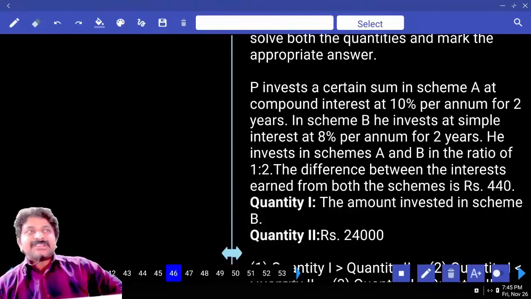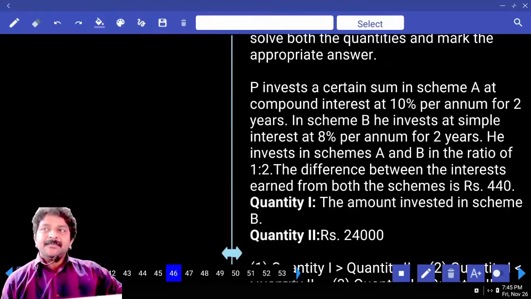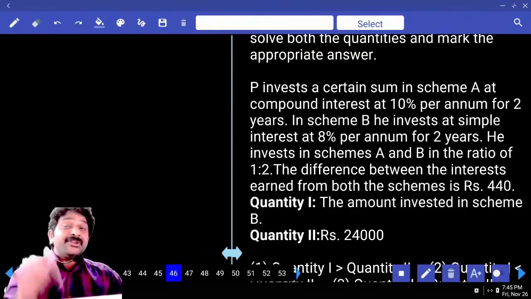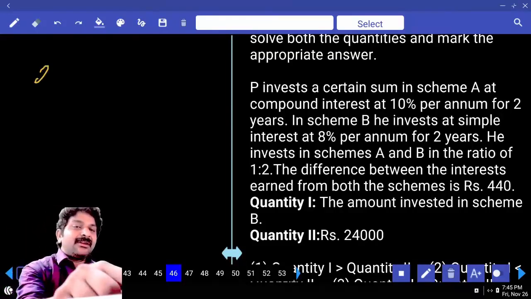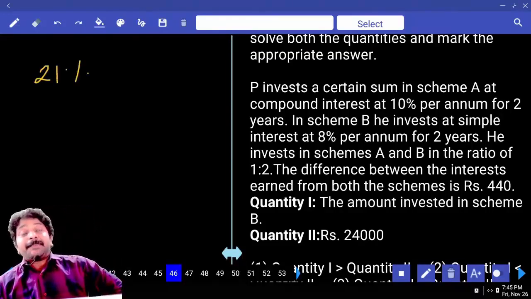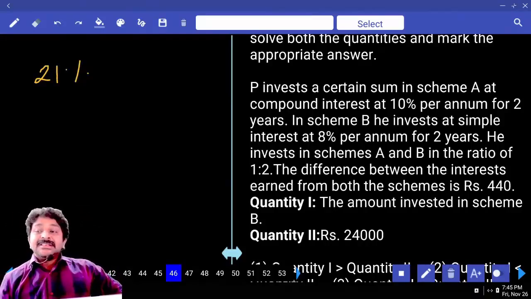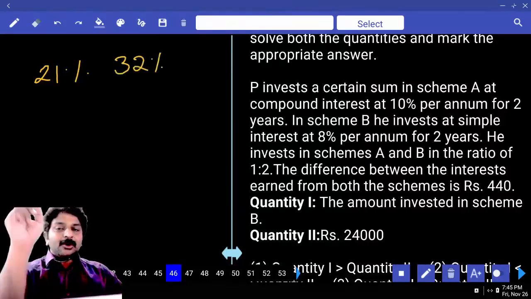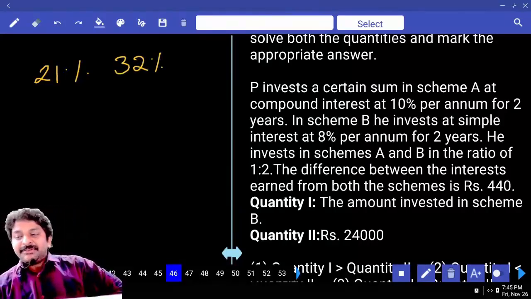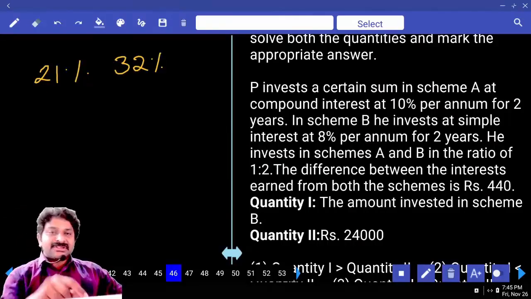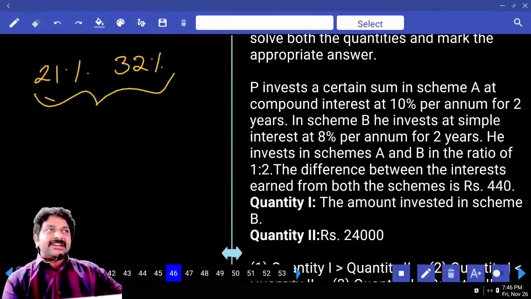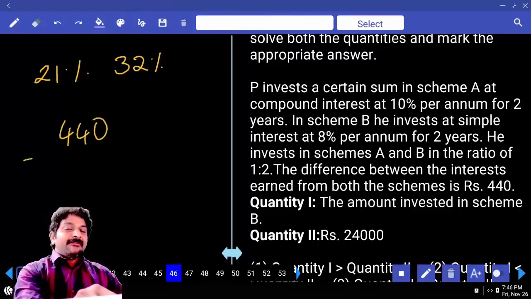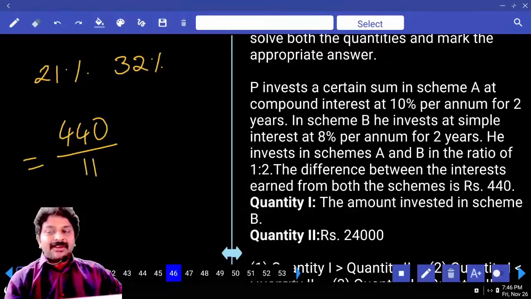He invests in scheme A and B in the respective ratio 1:2. So can I take principals as 100% and 200%? In scheme A, what percentage are we getting? 21% of which number? 100. That is 21 only. In scheme B, what percentage of interest are we getting? 16% of 200. How much is that? 32%. Right. The difference between interest earned from both the schemes is 440. In terms of percentage, interest difference is 11%, which is equal to 440. From this 1%, in the sense, divide by 11 only.